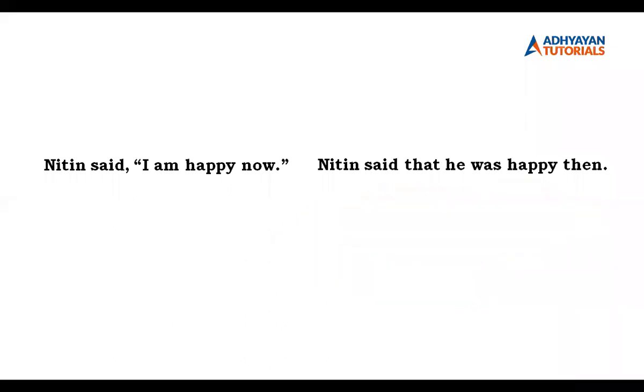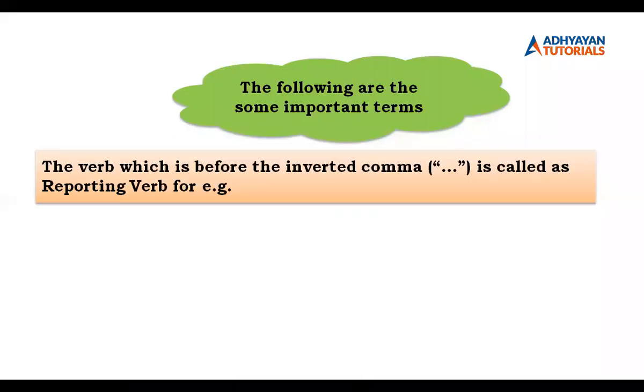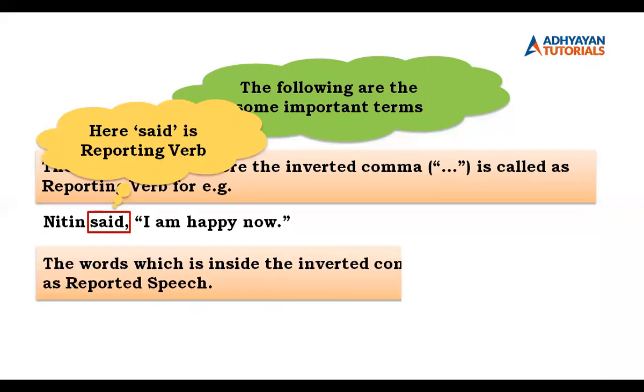So my question to you is, I'll ask you the question, but let us learn the method of changing from direct to indirect speech. The following are some important terms. The verb which is before the inverted comma is called the reporting verb. For example, which is the verb before the inverted commas over here in this sentence? It is said, right? So उसको हम reporting verb बोलेंगे. Said is the reporting verb.